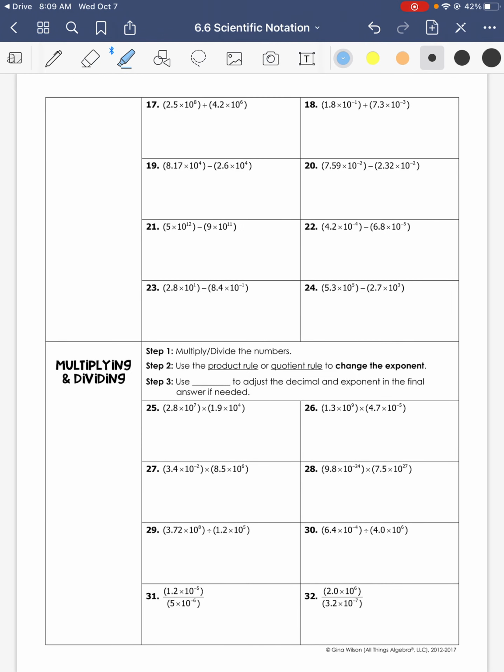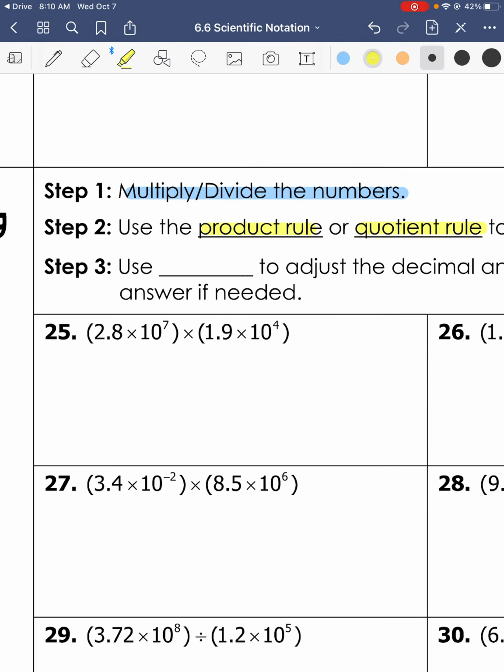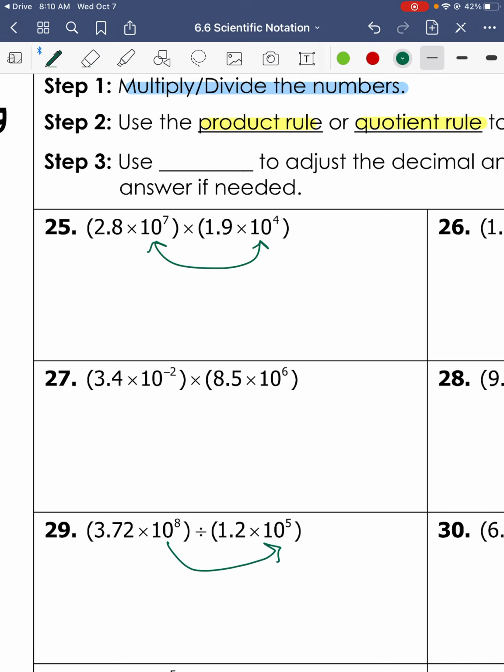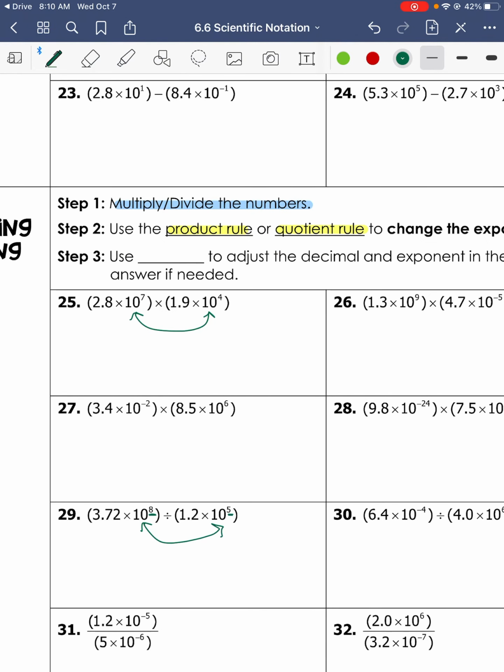So let's look at your multiplying and dividing. This is probably a bit easier. All you need to do is multiply and divide the numbers out front first, and then you're going to be either using the product rule or the quotient rule to change the exponents. If you are, like in this example here, multiplying these two together, you have the same base, so you just need to add the exponents there. And then when you're dividing here, like in number 29, you're going to take the 1 on the top and subtract the 1 on the bottom from it. So this is where your exponent rules come in handy.